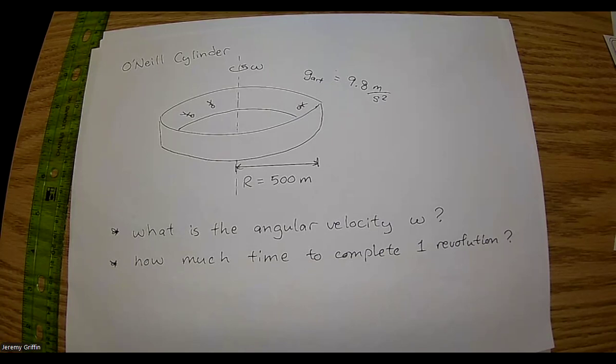How about now? Who knows? Yeah, what you guys say? 0.14. Aha! All right. So 0.14, and what units would that be? 0.14 what? Radians per second. Radians per second. Exactly. 0.14 radians per second.